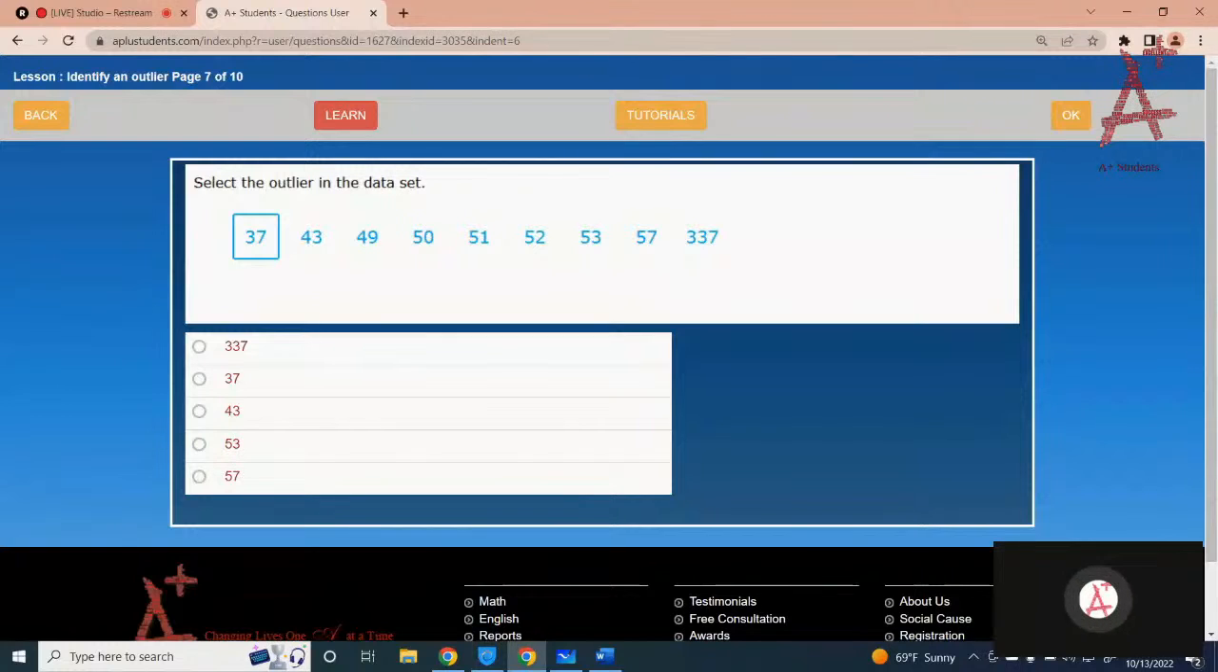Okay, 37, 43, 49, 50, 51, 52, 53, 57, and 337. So which value is the outlier? The one that has the extreme value. Extreme value means either much greater or much smaller. So 337 is much greater than the other values. So it is an outlier. Got it?